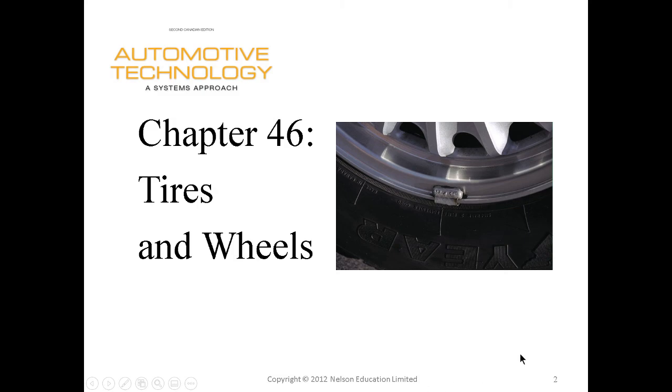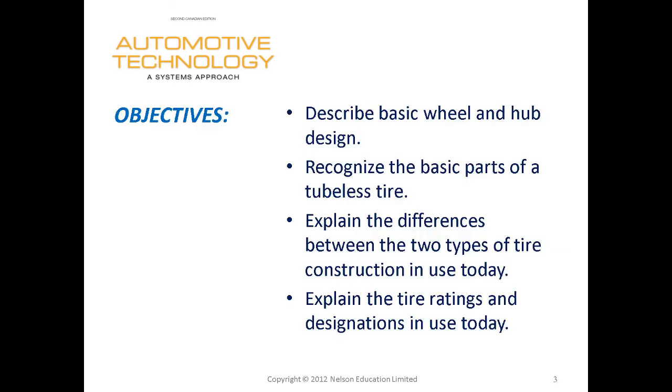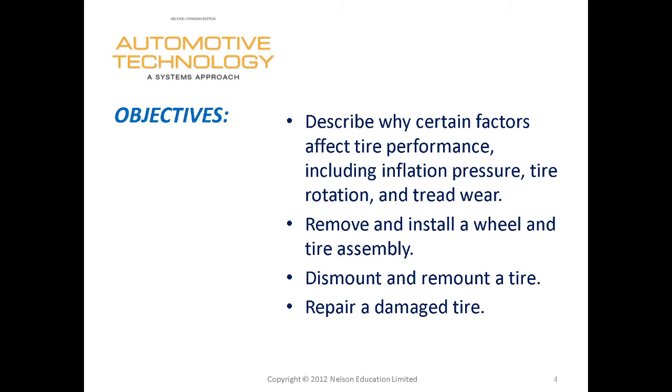Chapter 46, Tires and Wheels. So what are our objectives? Describe basic wheel and hub design, recognize the basic parts of a tubeless tire, explain the differences between the two types of tire construction in use today, and explain tire ratings and designations in use today.